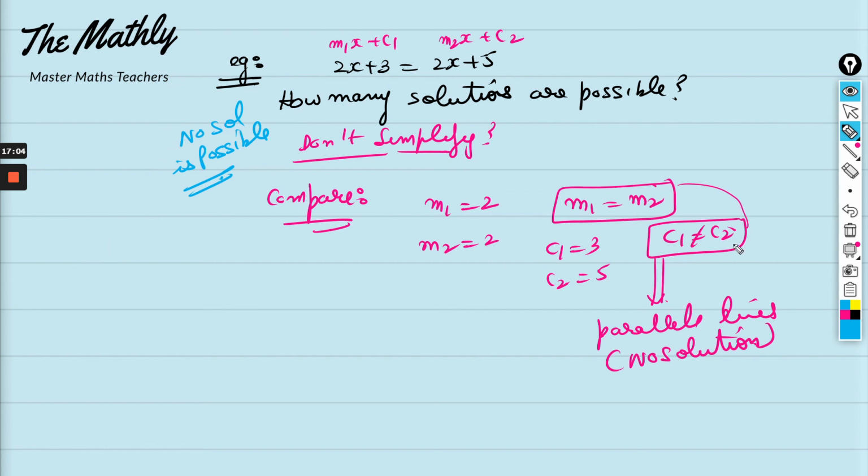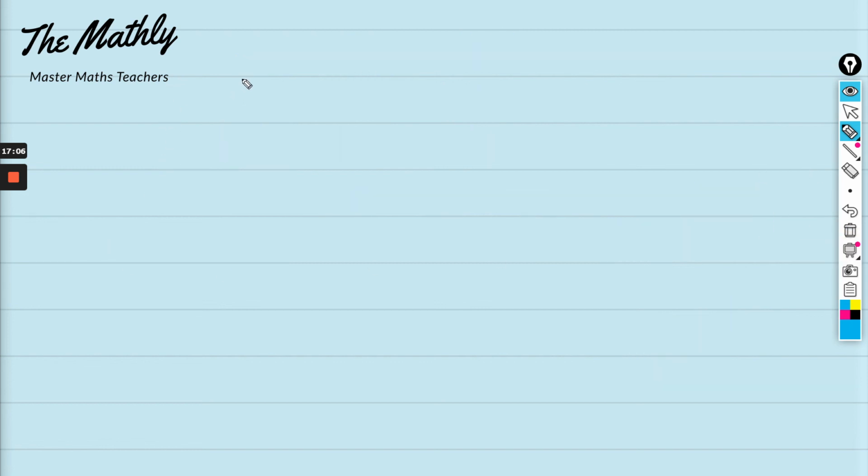Correct? Now let's discuss one more question over here. Great. So let's suppose we are given 2x minus 3y is equal to 6, and we are given 4x minus 6y is equal to 8. We need to find out how many solutions are possible.